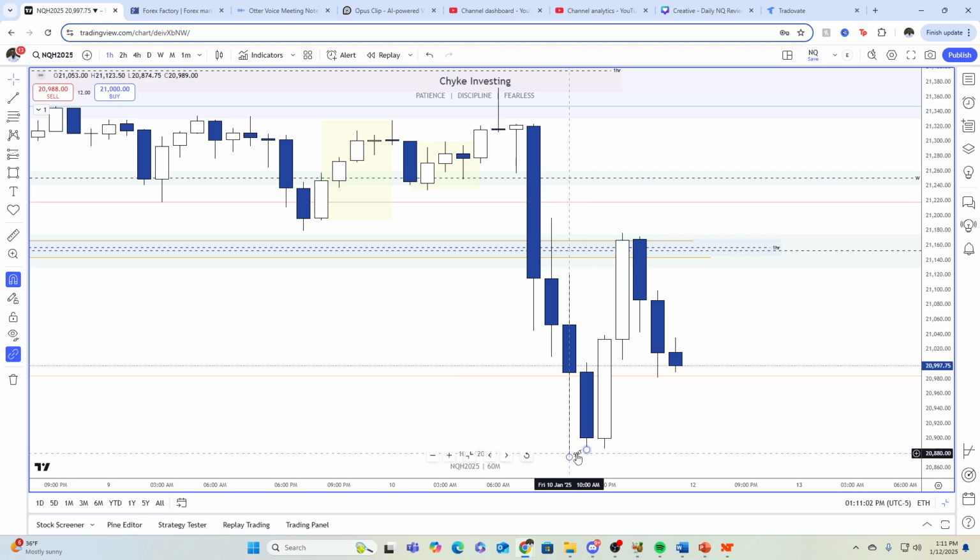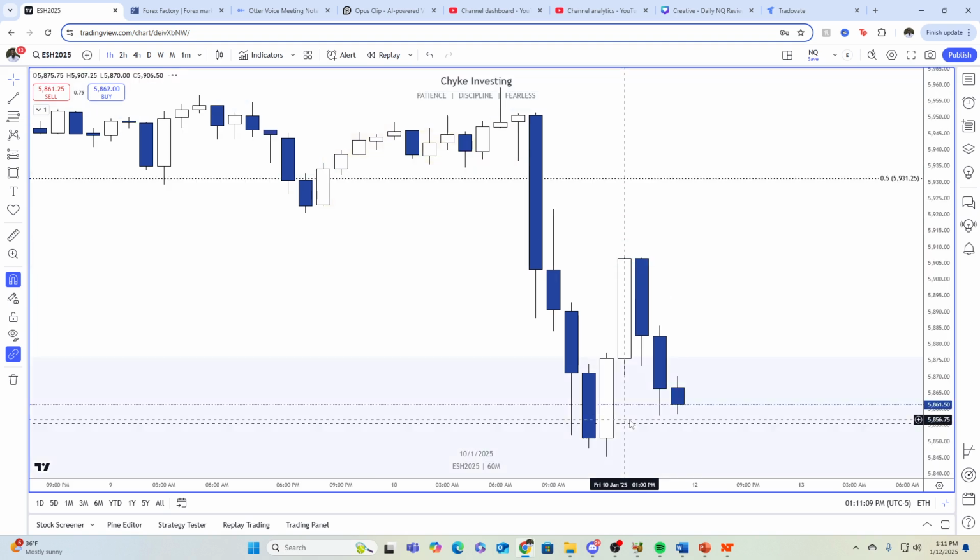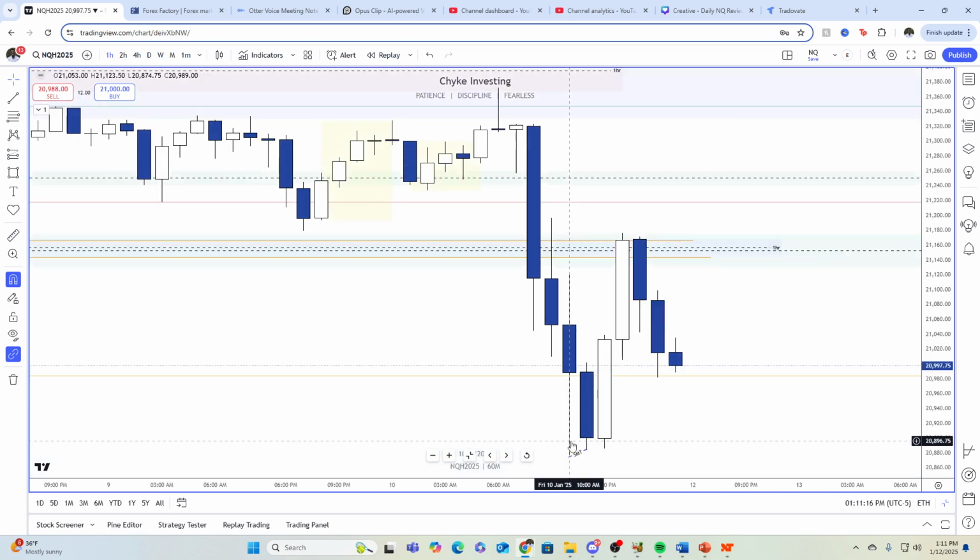Then there's now SMT between these lows. We'll talk about that a little later. But what is SMT? It's a smart money technique reversal, right? So basically, ES ended up taking out this low of this candle, this 10 a.m. low, but we never took that out on NQ.